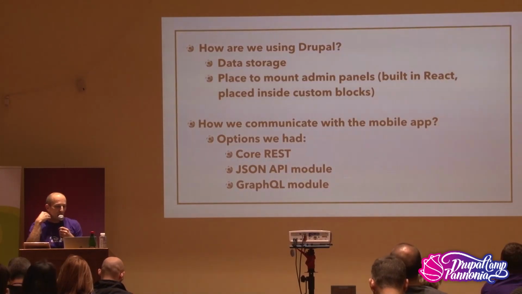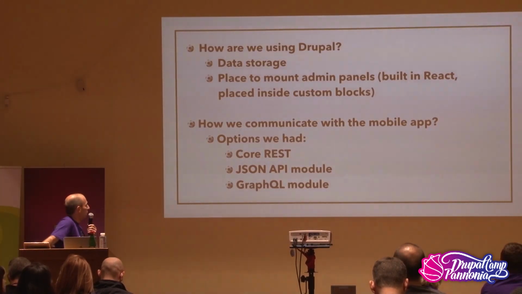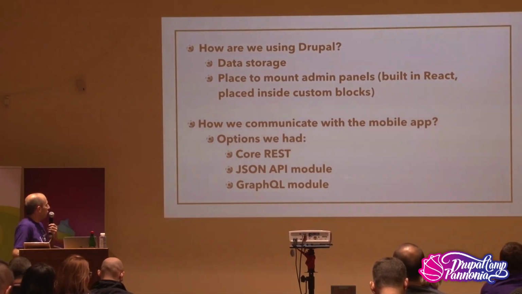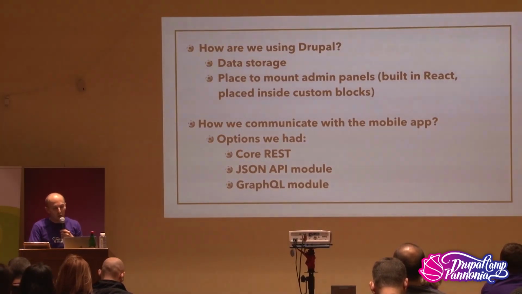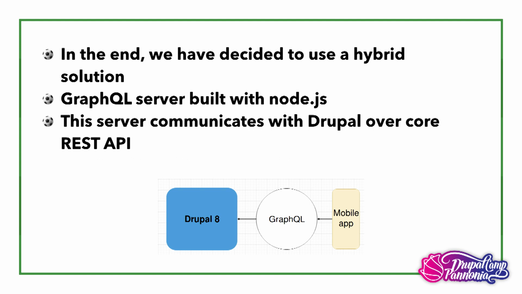So when we started working on this, we weren't sure how to build the API that will be between Drupal and the application. We had several options. We could choose REST that is built into core, the JSON API module, and the GraphQL module. We really wanted to use the GraphQL module, but it was still in the alpha stage, so we decided not to use it. And in the end, after much debate, we decided to create some kind of hybrid solution.